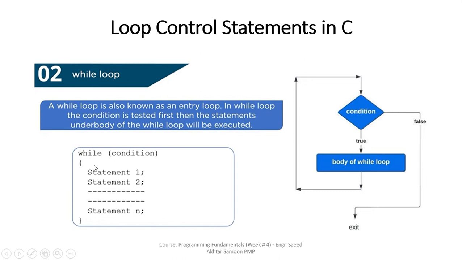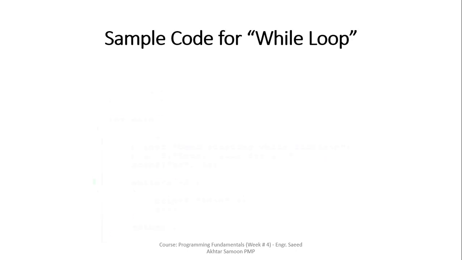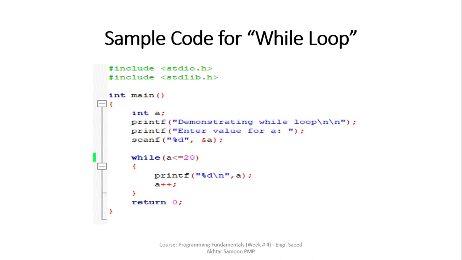So this is the pseudocode of the while loop. When you start the loop, you mention the condition and then it will continue doing the process or action iterations which you have mentioned between these two brackets until this condition is met. When the condition is met, it will exit from the loop. So this is how it looks when you develop a program using the while loop.